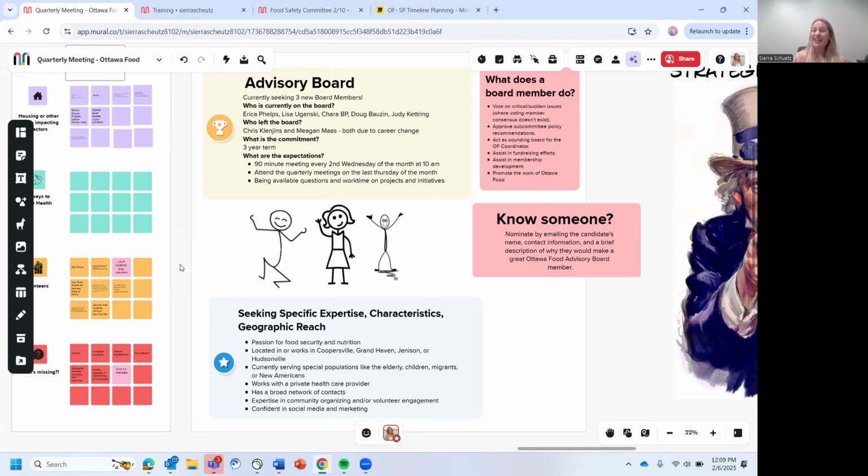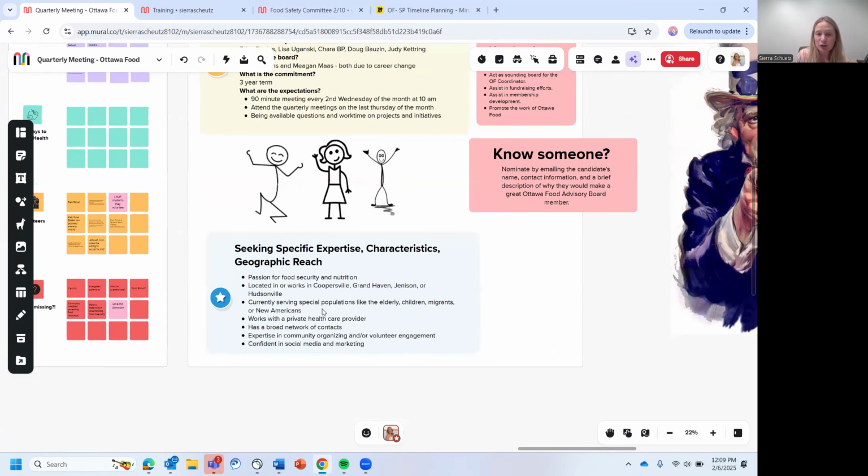If you're kind of curious about what an Ottawa Food board member does, they vote on critical and sudden issues, they approve subcommittee policy recommendations, and they really act as a sounding board for me, the coordinator. They assist in fundraising efforts, assist in membership development, and they promote the work of Ottawa Food.